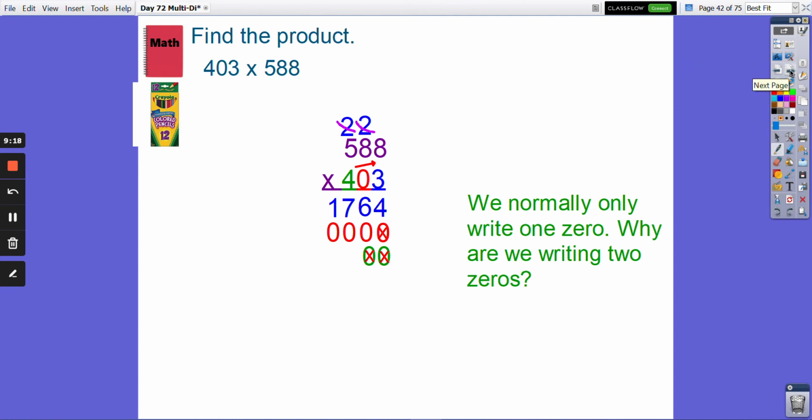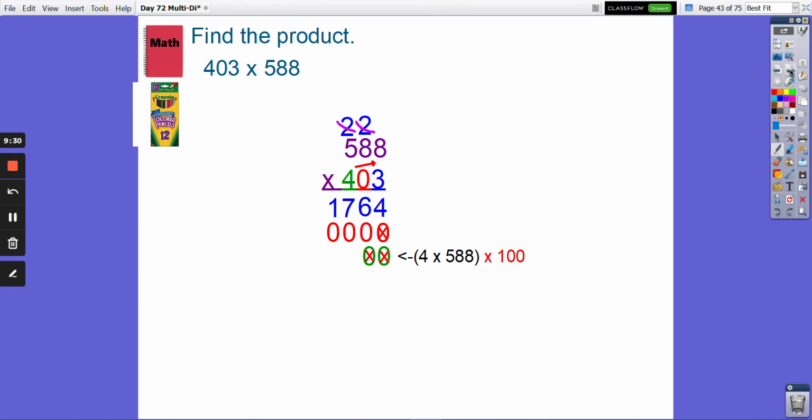Okay, so now everything I multiply here, because those zeros are already in place, I know that's 400 times that number. All right, so 4 times 8 gives me 32. Write the 3 above, the 2 below. 4 times the next 8 gives me 32, plus that 3 on top gives me 35. Write the 3 on top, the 5 below. 4 times 5 gives me 20. 20 plus that 3 gives me 23.